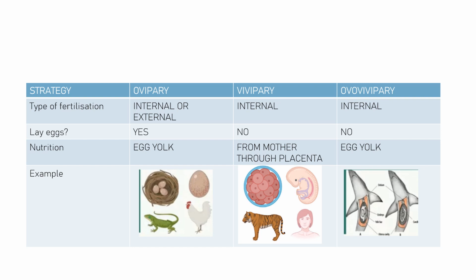We are going to look at this table over here, which provides us with some of the categories we can use in order to differentiate between oviparity, viviparity, and ovoviviparity. So number one, we are going to look at the type of fertilization. Okay, so with oviparity, we can have internal fertilization, or we can have external fertilization. I just remembered that I forgot to differentiate between external and internal fertilization.